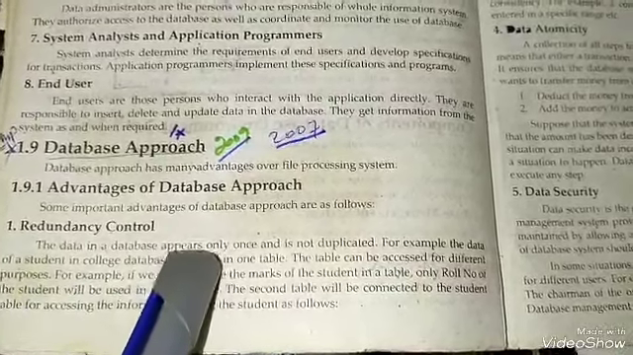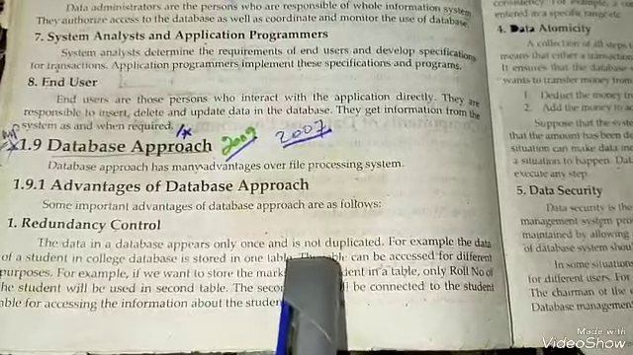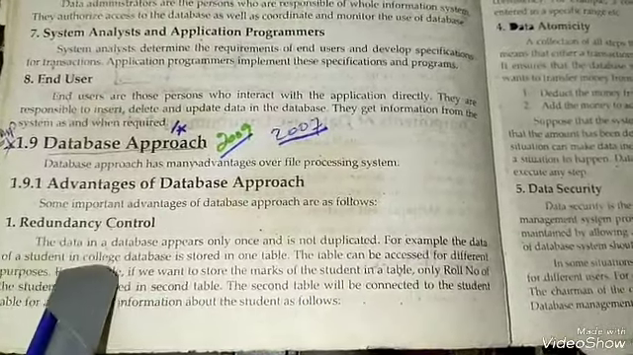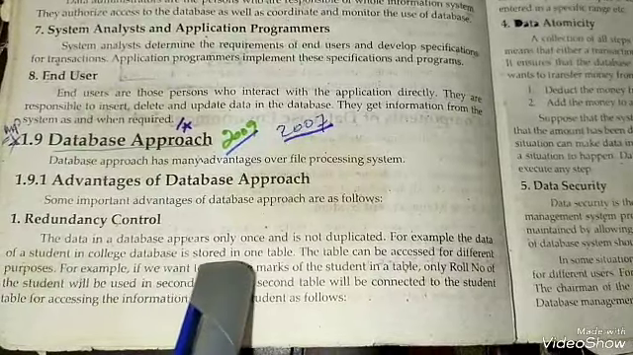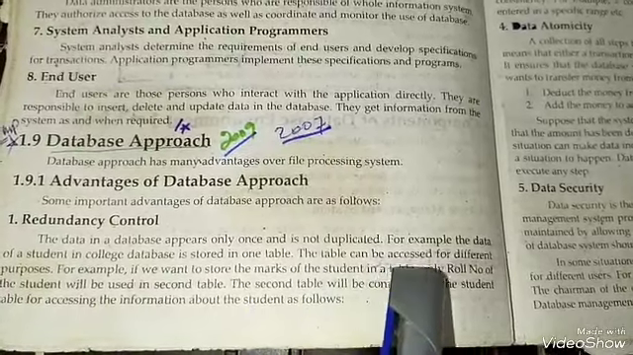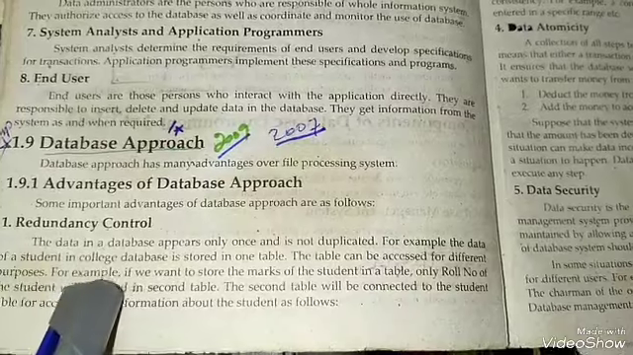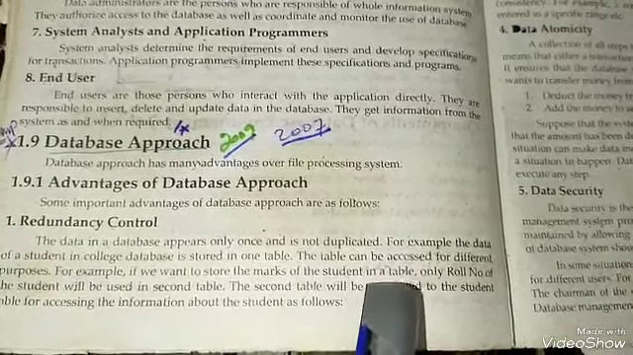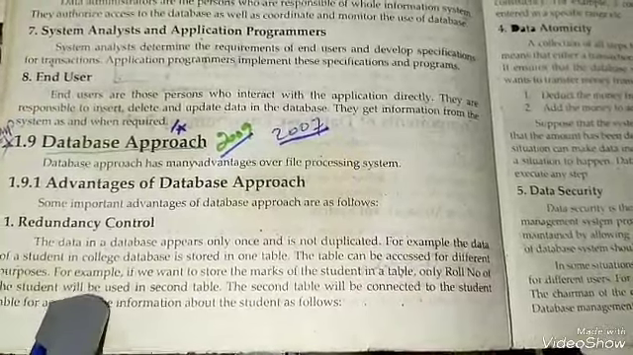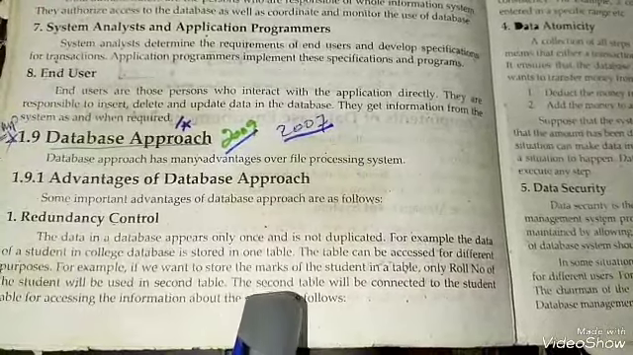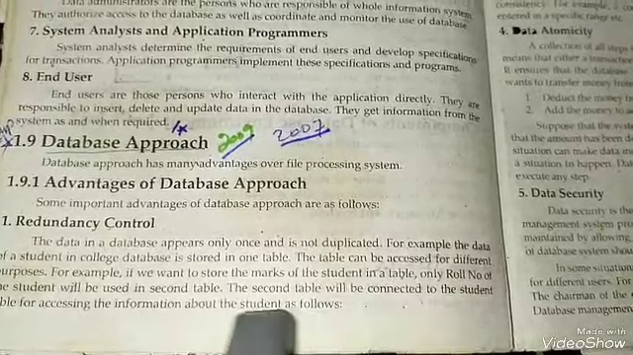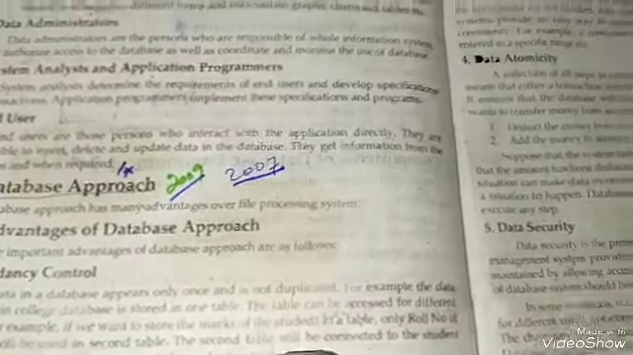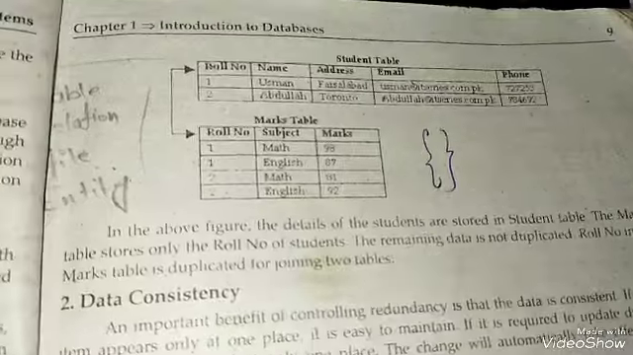Redundancy control. The data in a database appears only once and is not duplicated. For example, the data of one student in a college database is stored in one table. The table can be accessed for different purposes. For example, if we want to store the marks of the student, only the roll number of the student will be used in the second table. The second table will be connected to the student table for accessing the information about the student as follows.